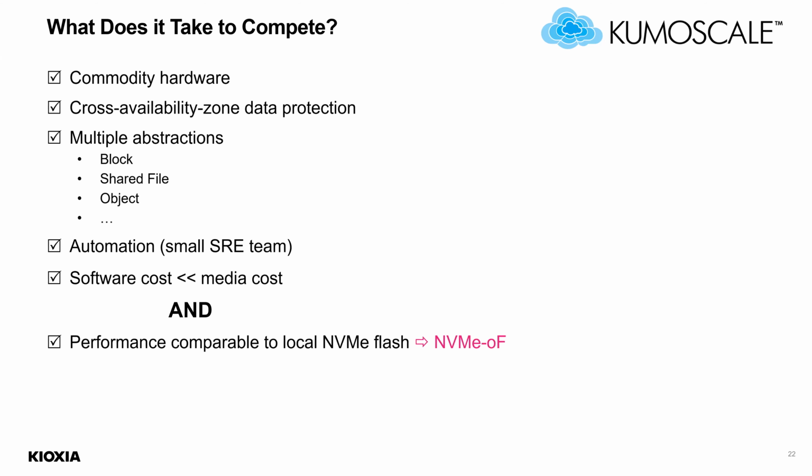Cost matters, of course, and the bigger the scale, the more it matters. And so the software cost has to be a lot less than the cost of the flash it's managing. That's pretty fundamental. Open source is great. If it's not open source, it needs to be very inexpensive. And then finally, of course, the table stakes are performance comparable to local NVMe flash, which if you're going to do network storage means NVMe over Fabrics.